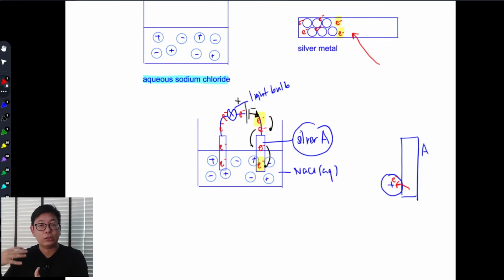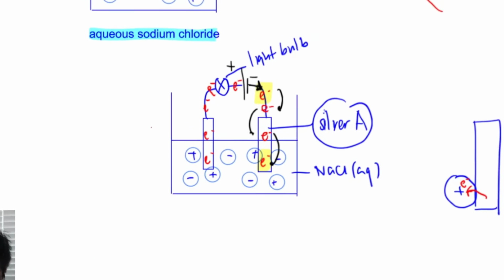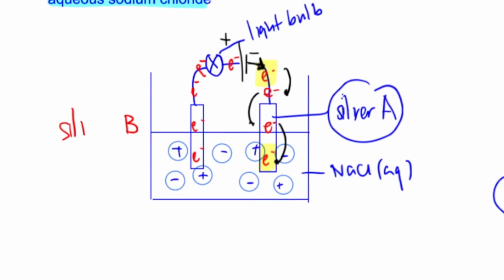So if electrons are being gained somewhere, electrons must be lost somewhere else. And that is what's happening at the other side. Let's call this B, so silver B. At silver B, the anion that's closest to it will lose an electron. So the electron will be pushed into silver B.